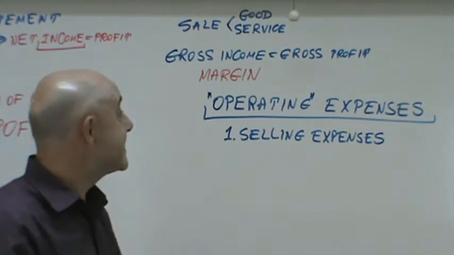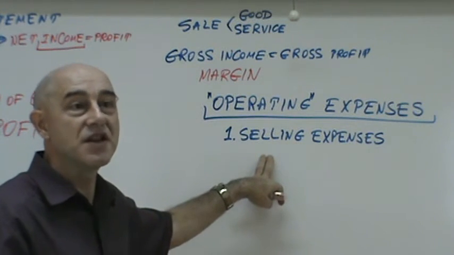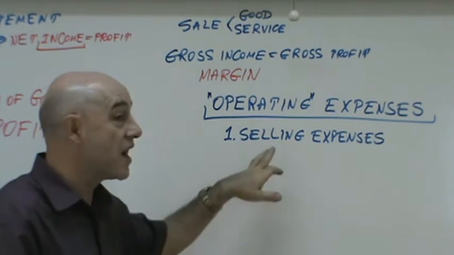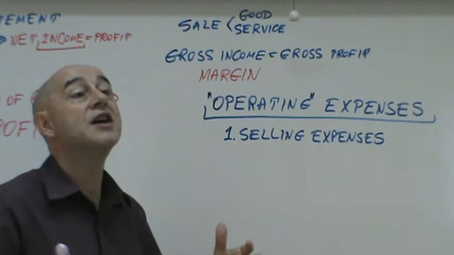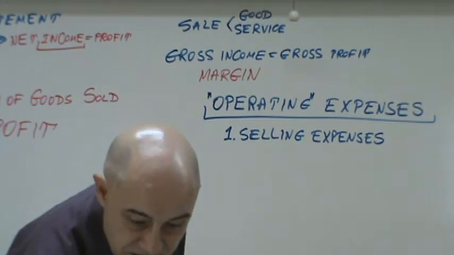Whether you sell a product or a service, you have expenses associated with the sale. You got a salesman or a saleswoman. They sometimes may be getting commissions, or they may be just on a simple salary. Whatever is your cost associated with the sale.